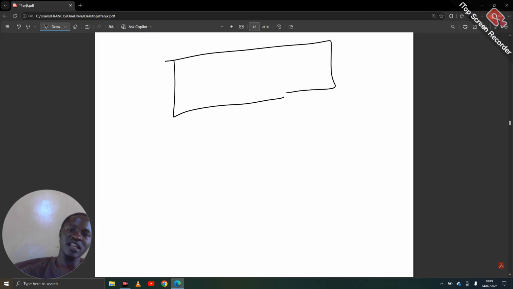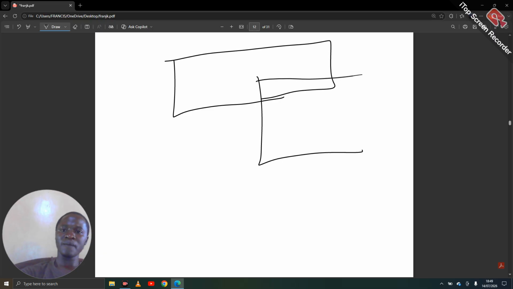Now, the question reads, the perimeter of a rectangular prism cross-section is 52 centimeters. If the area of the cross-section is maximum, find its dimensions. So let us draw a sketch.